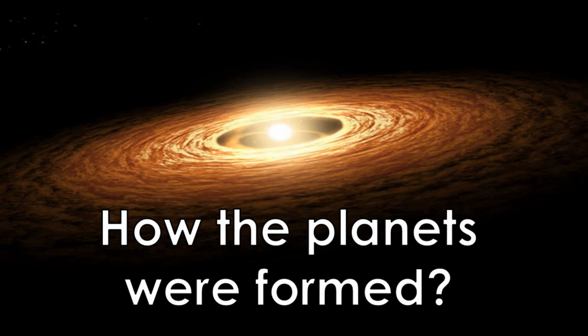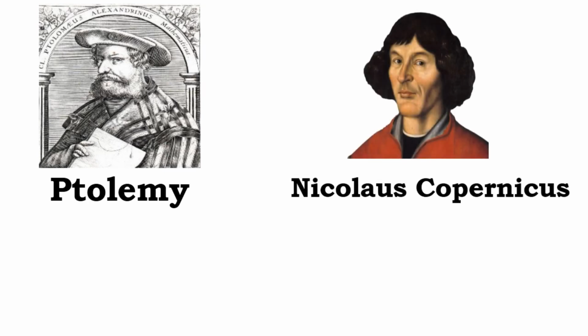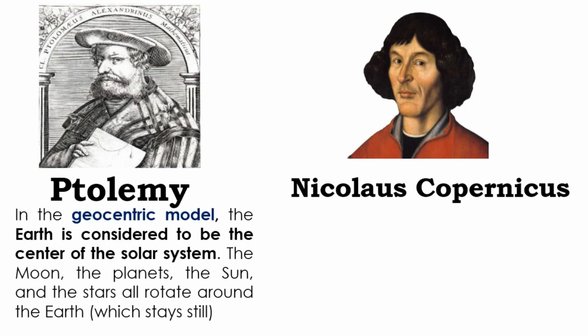During the 16th century, there were models explaining the formation of the solar system. Do you know Ptolemy and Copernicus? Ptolemy and Copernicus are the first two proponents to formulate the early models of the universe, which are called the geocentric and heliocentric models. The geocentric model was formulated by Ptolemy, which described Earth as the center of the solar system. The moon, the planets, the sun, and the stars all rotate around the Earth, which stays still, with uniform circular motion. It was generally accepted until the 16th century, after which it was superseded by the heliocentric model.